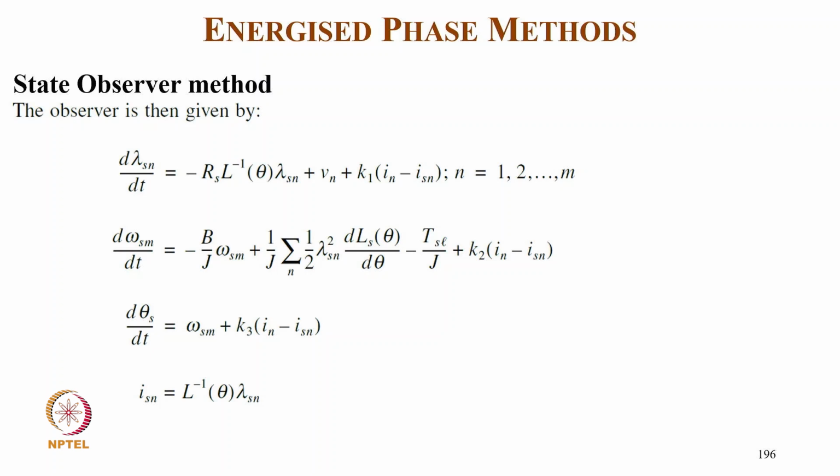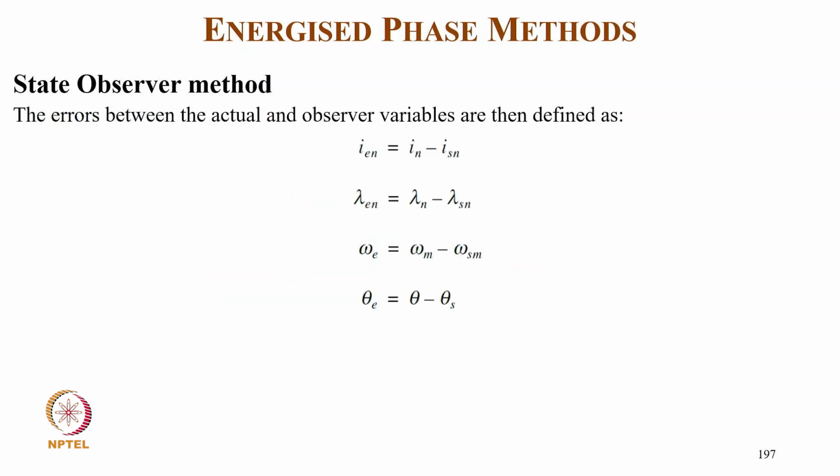to minus Rs L inverse theta lambda sn plus Vn plus k1 times (in minus isn), for n equal to 1 to m, and d omega s upon dt equal to minus b upon j omega s plus 1 upon j summation of half lambda sn square dL of theta upon d theta minus TsL upon j plus k2 times (in minus isn), and d theta s upon dt equal to omega s plus k3 times (in minus isn), where isn is the L inverse function of theta and lambda sn.